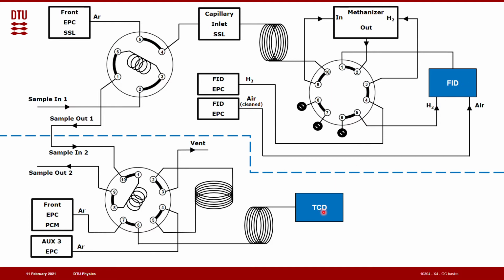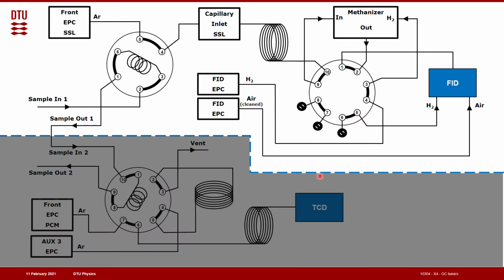The TCD works by comparing the thermal conductivity of our sample with a reference flow. The reference flow is not drawn in here, but it has a continuous stream of reference flow, which is the same as our carrier gas, so it will be argon. But let's start out by looking at one part at a time.